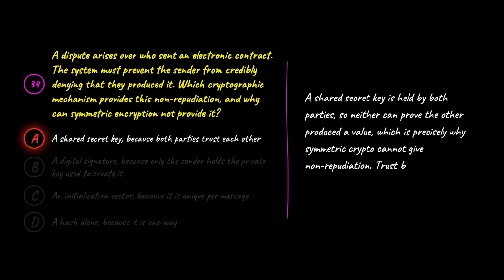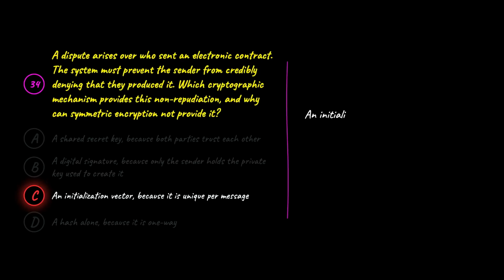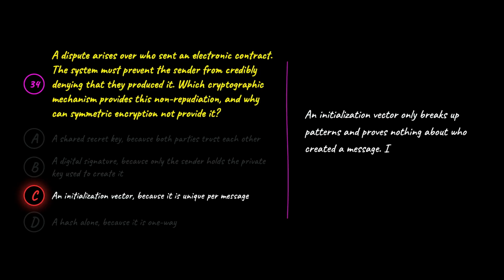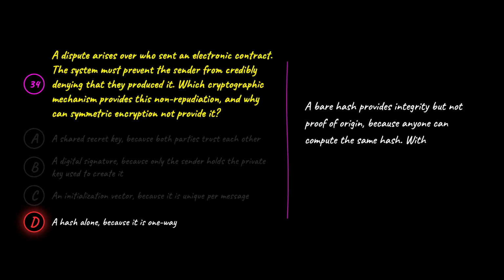Trust between parties is not a cryptographic proof. C is wrong because an initialization vector only breaks up patterns and proves nothing about who created a message. It plays no role in non-repudiation. D is wrong because a bare hash provides integrity but not proof of origin, because anyone can compute the same hash. Without a private key binding the action to one person, it cannot give non-repudiation.